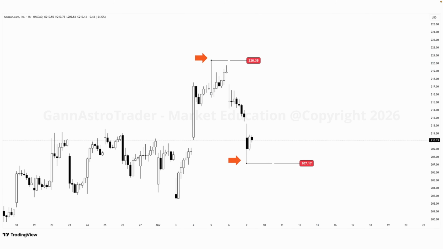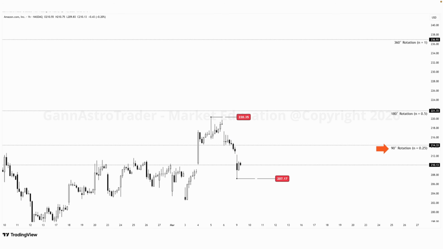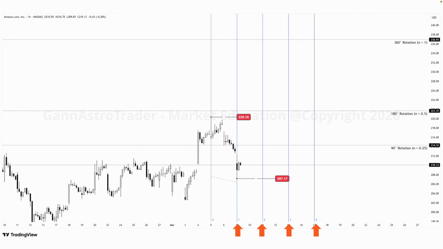In this example on Amazon, using the 1-hour time frame, the same square root rotation method is applied just as we would in any other market. We begin by identifying a clear swing low and swing high. The low acts as the base, and from this point, price is converted into square root space. From the base price, rotational steps are applied. A quarter step represents a 90-degree shift, and a half step represents a 180-degree shift. These are then converted back into price levels and plotted on the chart as structured resistance zones.